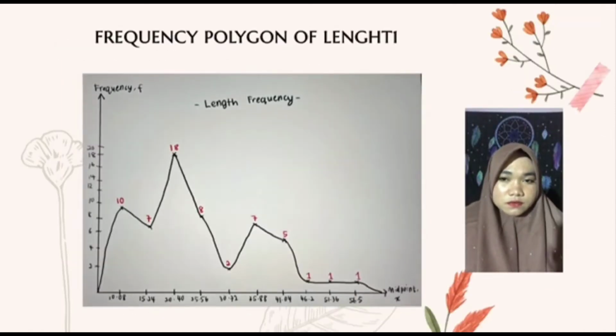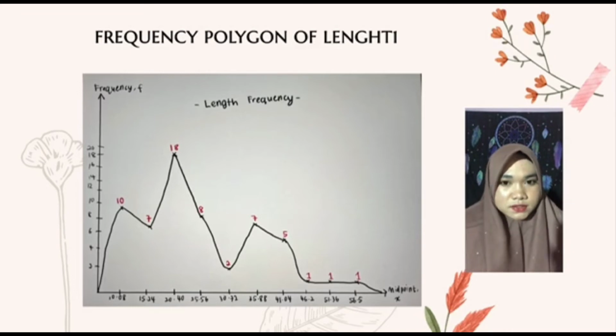Frequency polygon of length. The polygon shows the midpoint 20.40 states the highest frequency. Next, midpoints 46.2, 51.36, and 56.5 state the lowest frequency, which is 1. That's all from me. Thank you.